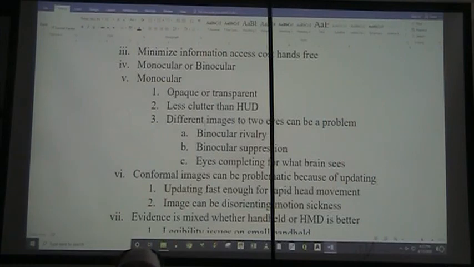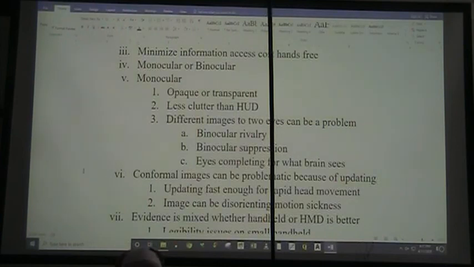If we have different images to our two eyes, that can be a problem. Some people can cope with that easily, others not so much. So you can get binocular rivalry, where one eye is fighting the other for what the brain is going to see, or binocular suppression. Again, the eyes are competing for what the brain is going to see.